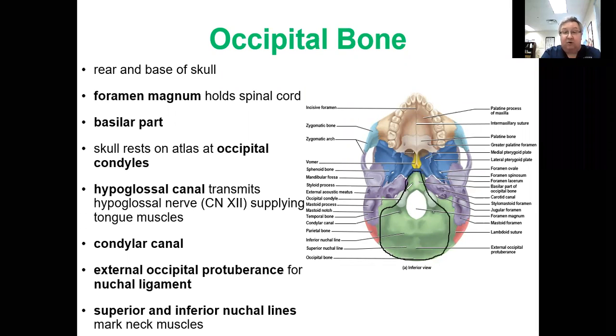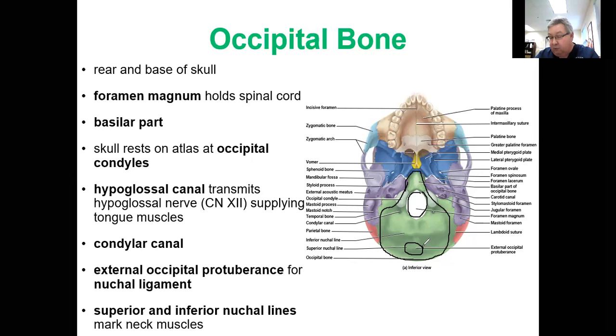Some of the structures that you'll need to know the name of: this foramen is the foramen magnum, where the spinal cord goes through, going from the brain into the body. And the other part you will need to know is this bump in the posterior portion of the occipital bone. That is known as the external occipital protuberance.